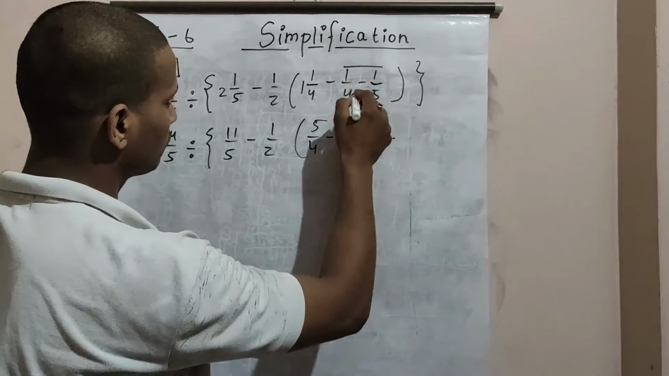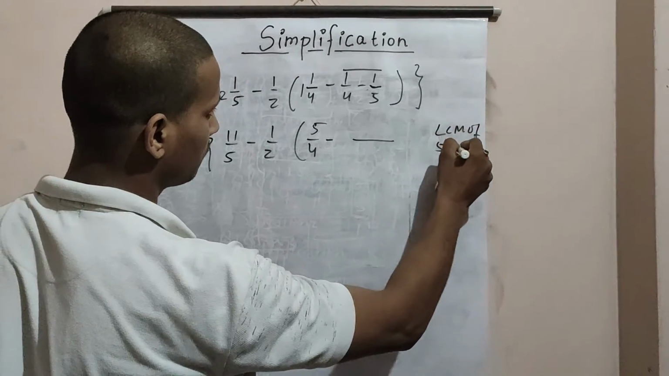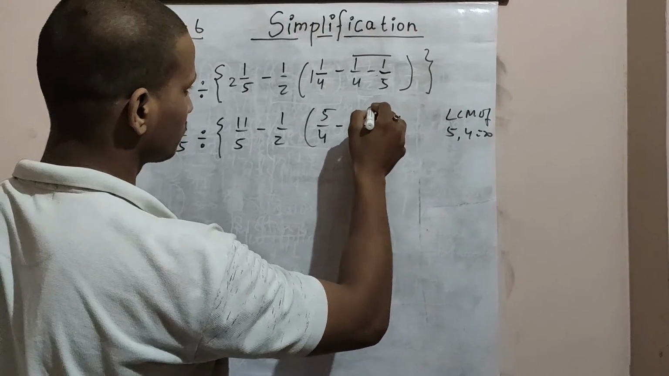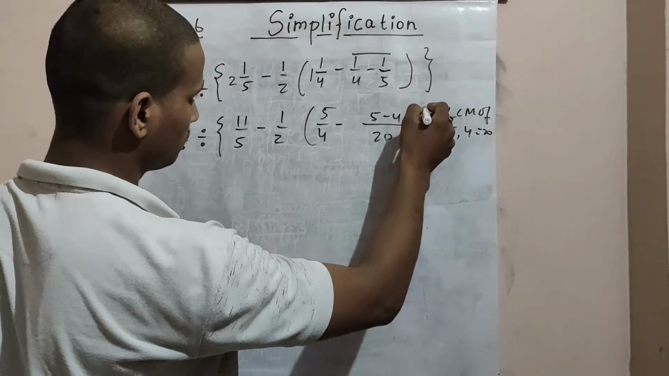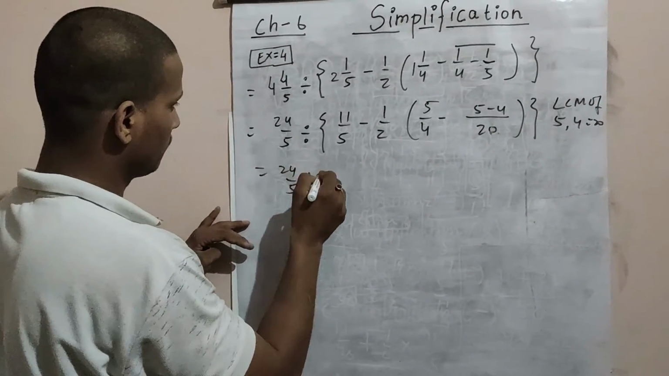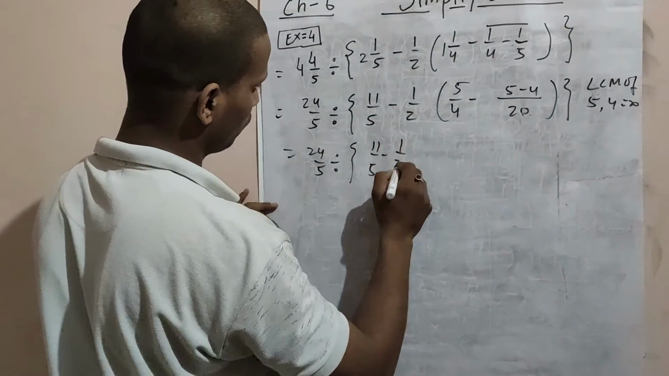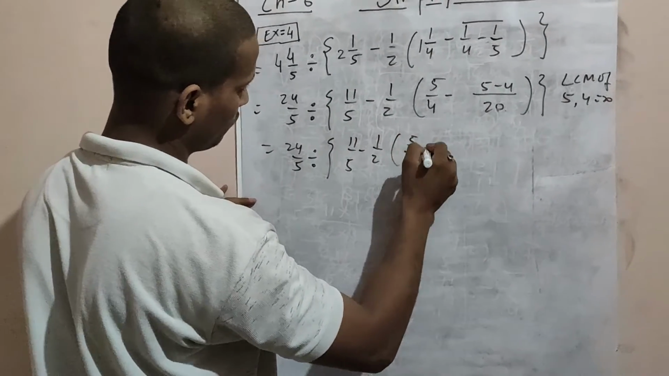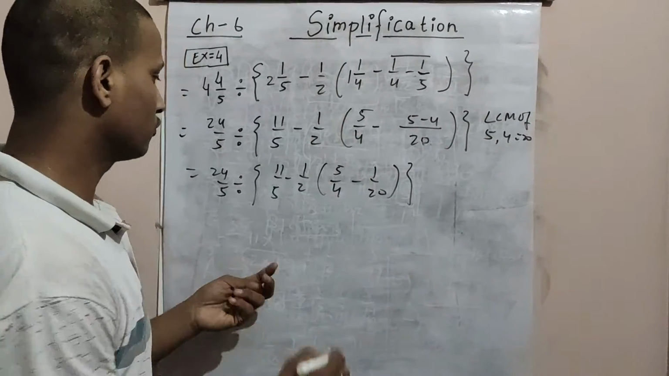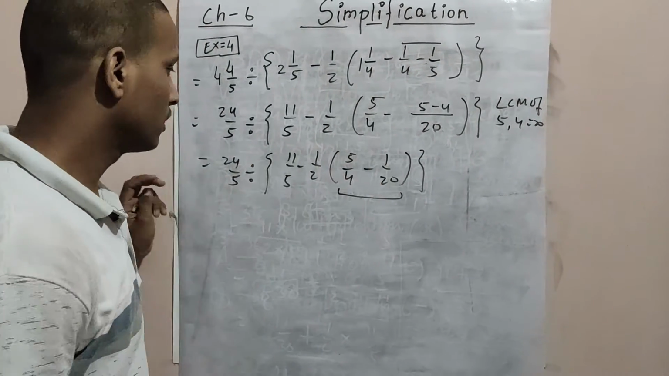Now we need to solve this. So 5 and 4, LCM of 5 and 4 is 20. So 20, that is 5 minus 4. Okay. Now 24 by 5 divided by 11 upon 5 minus 1 by 2, 5 by 4 minus 1 upon 20. Now we need to solve this parenthesis. We have solved the bar first. Now we have to solve the parenthesis.